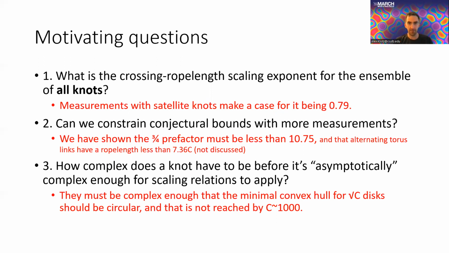I didn't talk about it too much, but we increased and decreased the prefactors on a few upper and lower bounds. And what I think is most interesting is that we know for a knot to be asymptotically complex, the square root of its crossing number, as a collection of disks, has to have a convex hull that is approximately circular. And this is not reached even when the crossing number approaches 1,000. So very big. Now that's what I want to say about length.